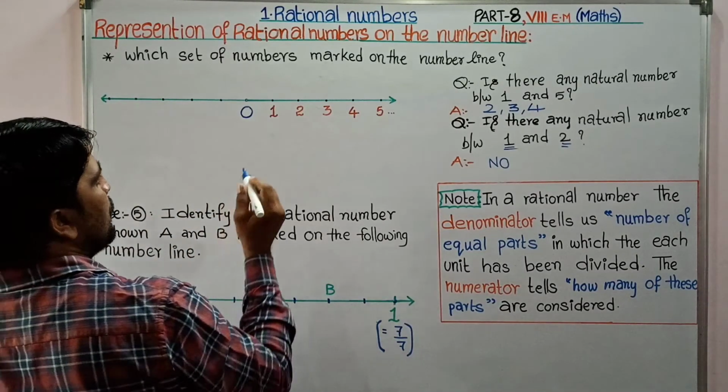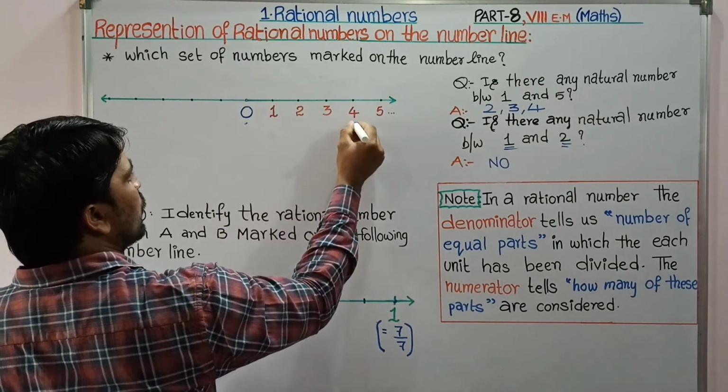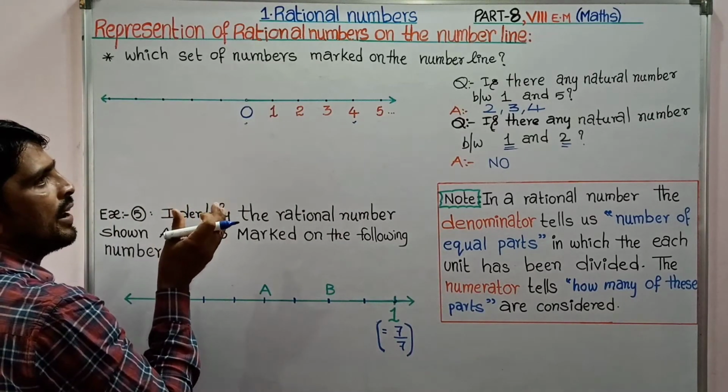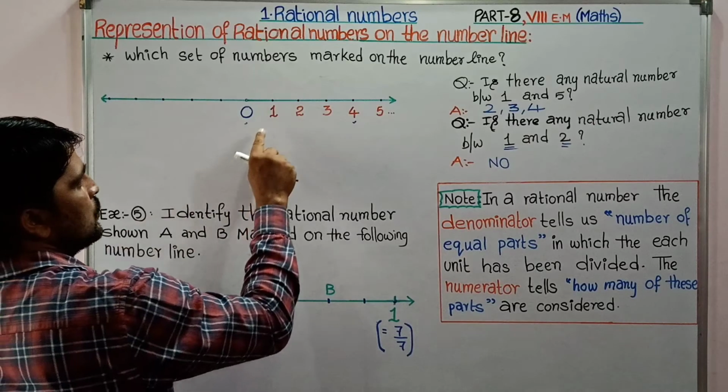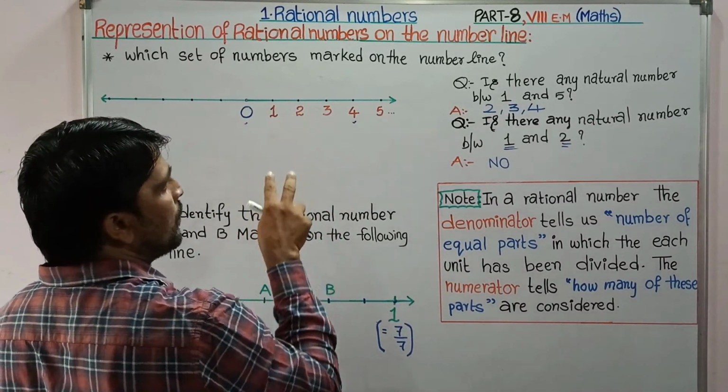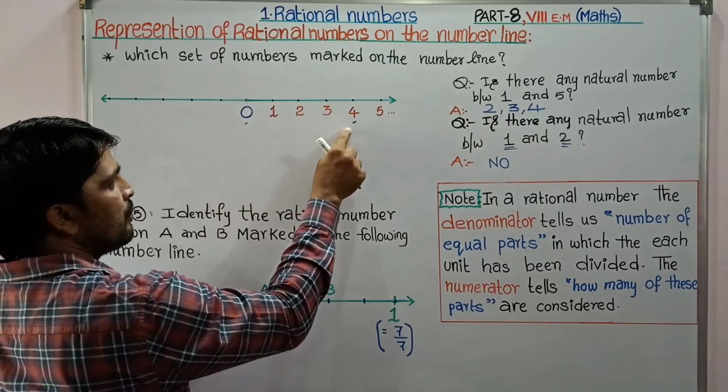Now see, between 0 and 4, how many whole numbers exist on the number line? Simply 1, 2, 3. 3 whole numbers exist between 0 and 4.